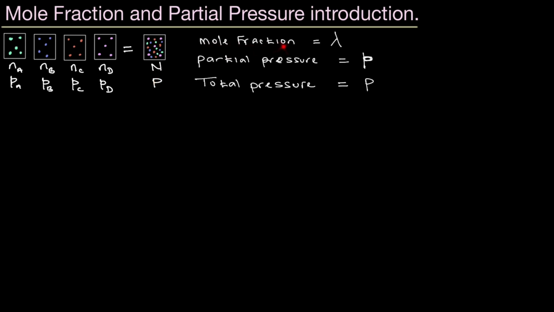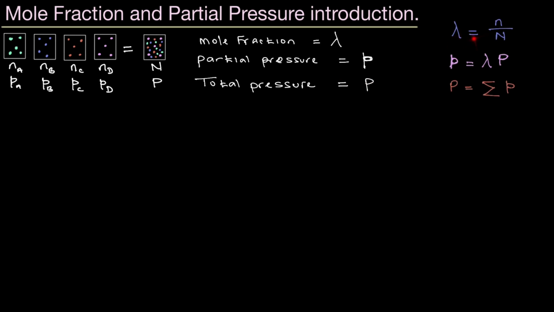Mole fraction is the moles of A divided by the total moles. So that's what we call mole fraction, and the symbol for mole fraction is lambda. Partial pressure, we know what partial pressure is. So the partial pressure of A is the pressure of A alone in the volume. Partial pressure of B is the pressure of B alone in the volume. Partial pressure of C is the pressure of C alone in the volume. And the total pressure is P.